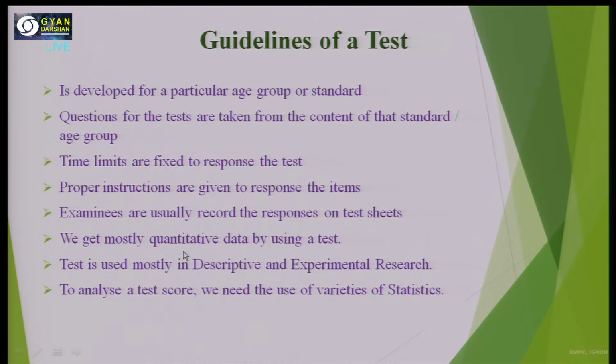We get mostly quantitative data by using a test. Test is used mostly in descriptive and experimental research. To analyze a test score, we need the use of varieties of statistics. Try to understand. Let you have used a type of achievement test, or intelligence test, or creativity test, or aptitude test. The responses that you will get are mostly quantitative in nature, means you will get the responses in terms of numbers, in terms of numerals.